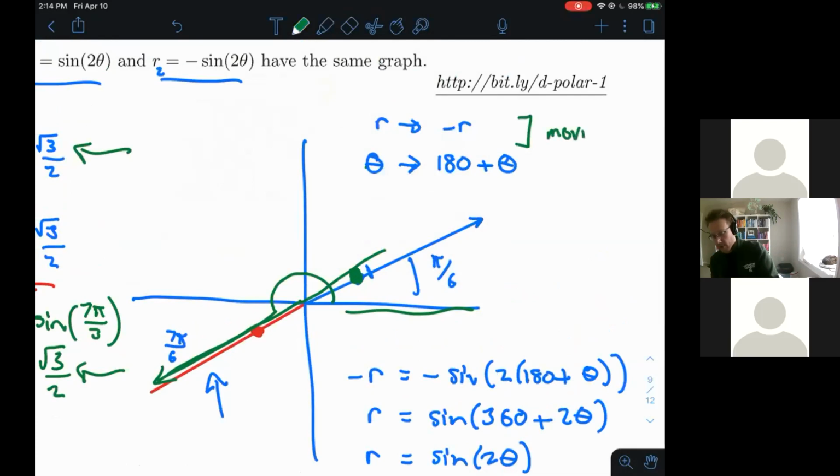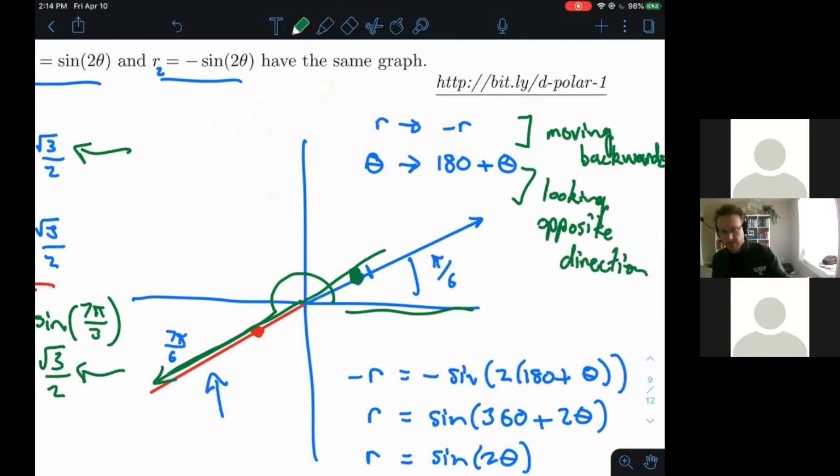So I'm just going to add a few notes while I wait here. So this is moving backwards and looking in the opposite direction. So that's why we did those 2 things.